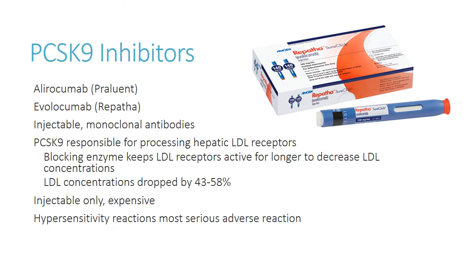But there are two drugs in this class. Some things to know about them. So you have alirocumab or Praluent, and you have evolocumab or Repatha. So what do you kind of notice about these drugs? They're MABs. They're monoclonal antibodies.